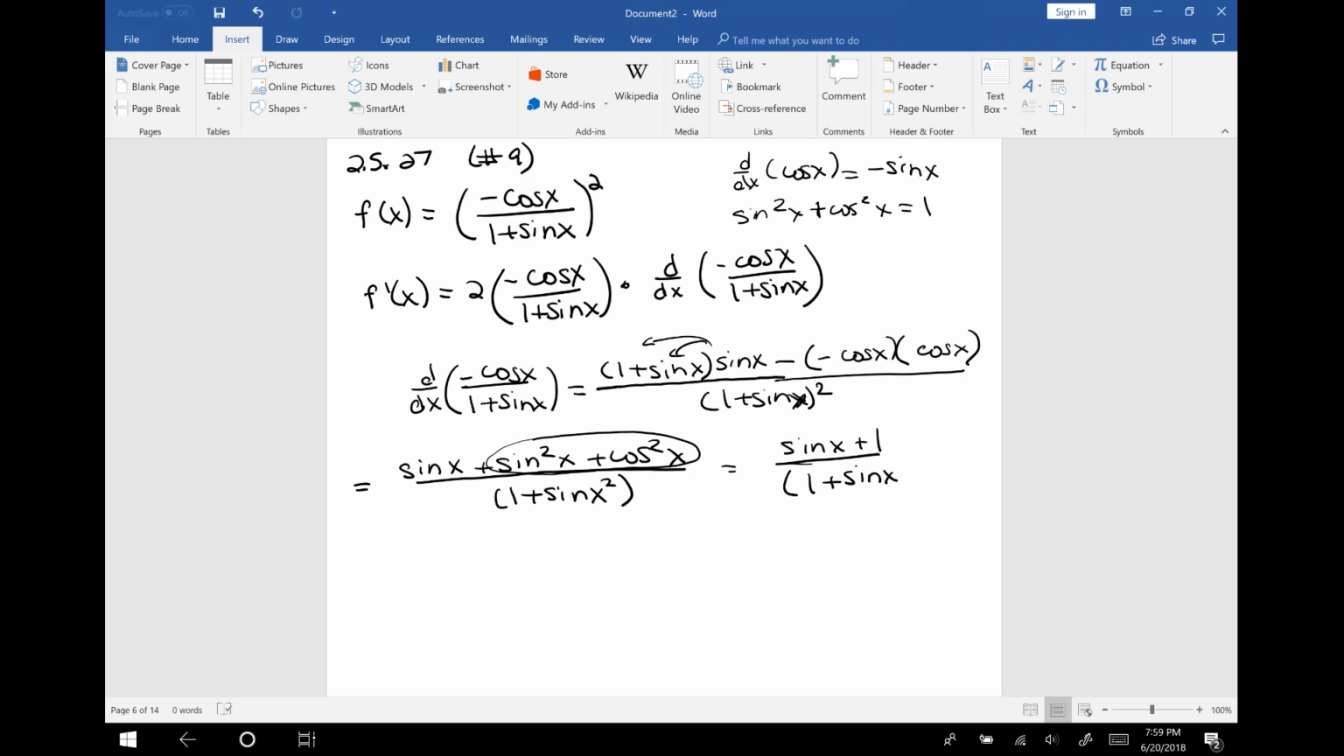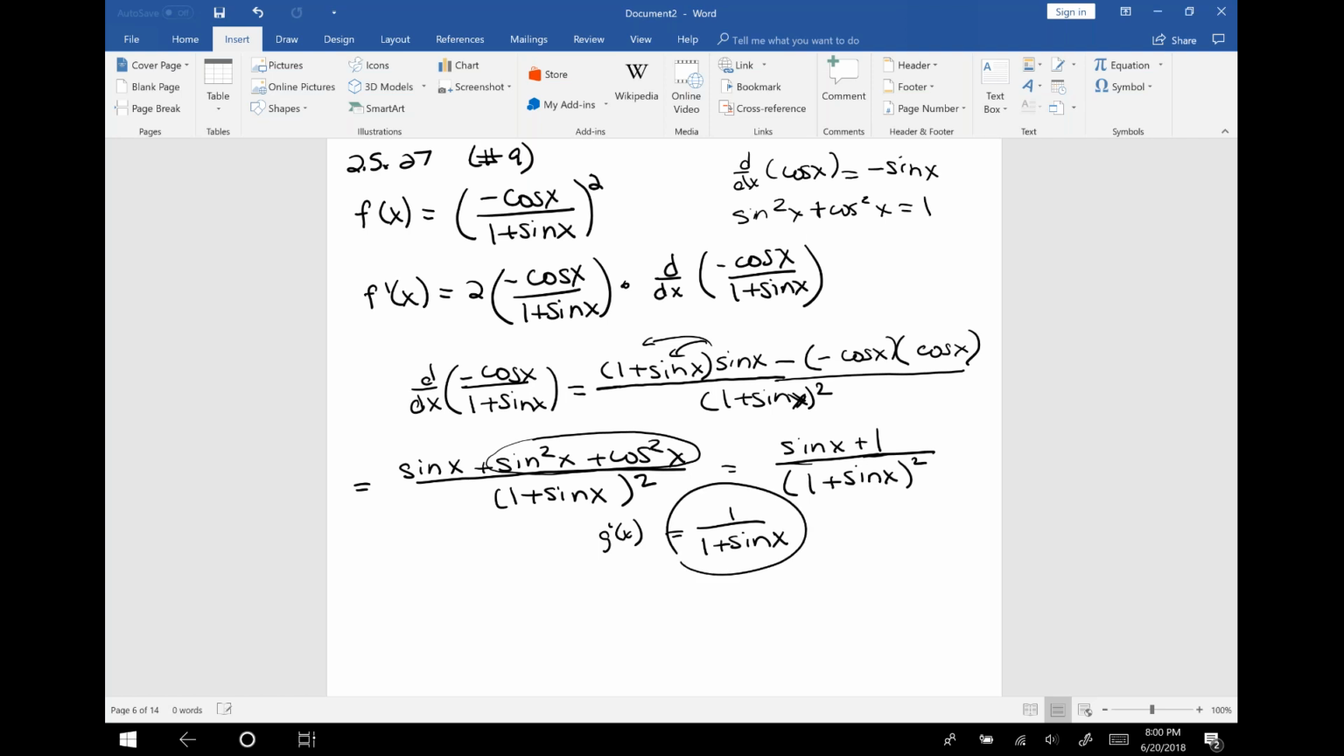Well, I put the square in the wrong place here. Let me fix that. That needs to be on the outside of the parentheses: 1 plus sine of x, squared. So if you're writing this, make sure you have that on the outside where it belongs. All right, and then 1 plus sine of x divided by 1 plus sine of x squared, you can cancel one of those, so that's equal to 1 over 1 plus sine of x. So that is just the derivative of the inside, that g prime of x.